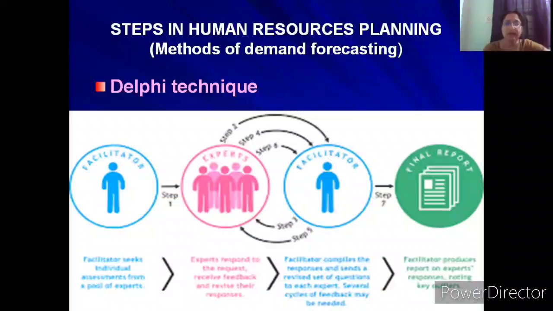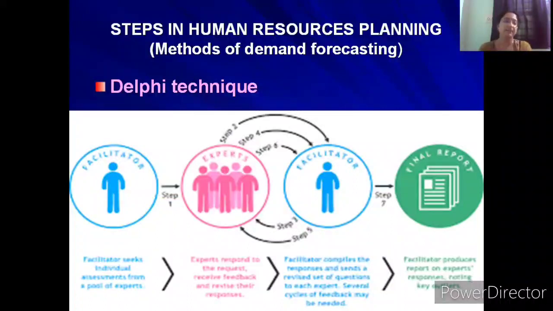So expert 1 gives one assumption or forecast to the intermediary. The intermediary collects it. Expert number 2 gives their forecast to the intermediary, who collects it. He collects it from expert 3. He collects it from expert 4. He collects it from expert 5.